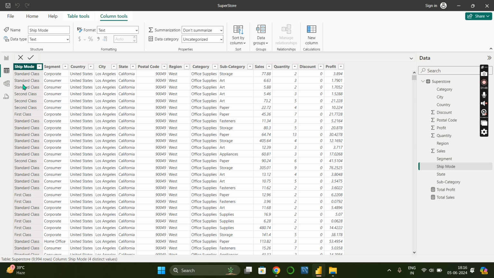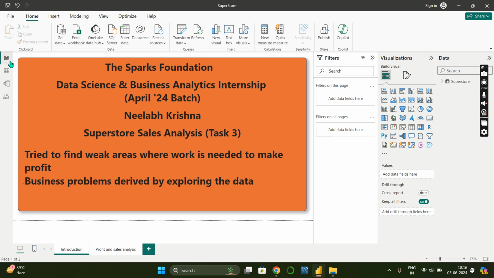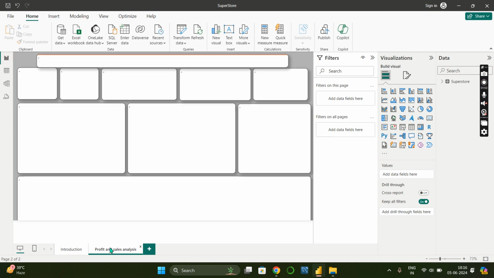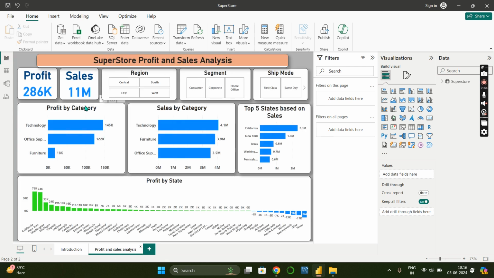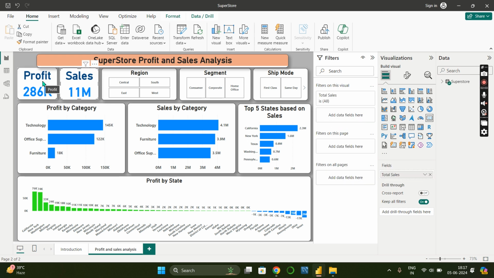So, I have thoroughly reviewed the data set. After that, I built a Power BI report here. As can be seen, the total profit is 286K, and the total sales amount is 11 million. These are the two card visuals.